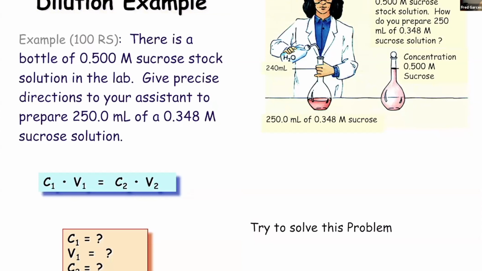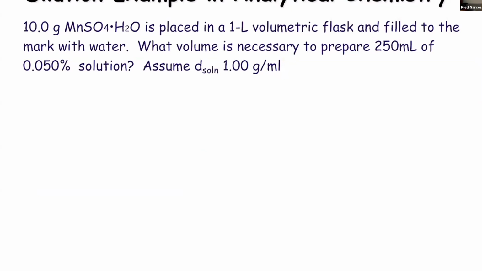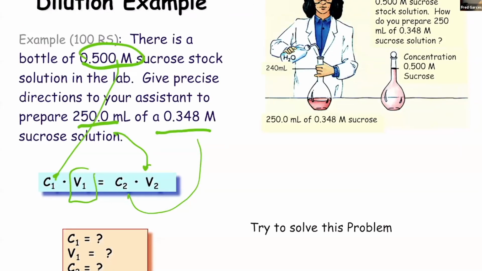So again, this is just another example. There is a bottle of 0.05 molar sucrose stock solution. So that's your original concentration, C1. Give precise directions to your assistants to prepare 250 mL, that means that's the final volume, of a 0.348 molar solution. That's the concentration that you are shooting for, C2. So you need to figure out what aliquot you need to put into a 250 volumetric flask and then fill the flask to the 250 milliliter mark with solvent. In this problem, what you're looking for is V1. So try and solve that, and you should be able to calculate it.